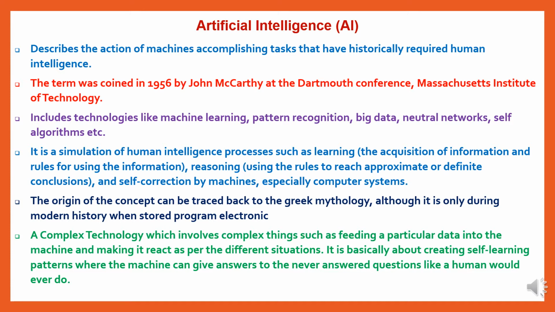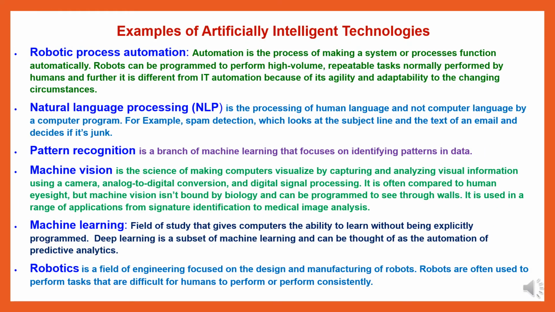The origin of the concept can be traced back to Greek mythology, although it is only during modern history that the stored-program electronic computer appeared. It is a complex technology which involves feeding particular data into machines and making them react as per different situations. It is basically about creating self-learning patterns where machines can give answers to never-answered questions like a human would do. Now let's study examples of artificially intelligent technologies.